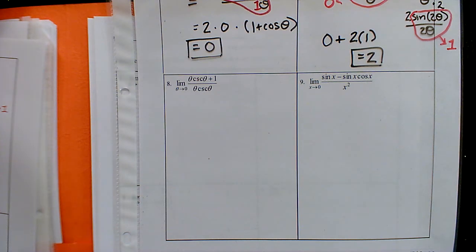Do you feel like plugging in 0? I know what cosecant of 0 is off the top of my head, but you guys probably don't. You can probably figure it out. Probably either 0 or undefined, one of those two, okay? So maybe let's rewrite this somehow in terms of trig functions that we're more familiar with, like maybe sine and cosine or tangent.